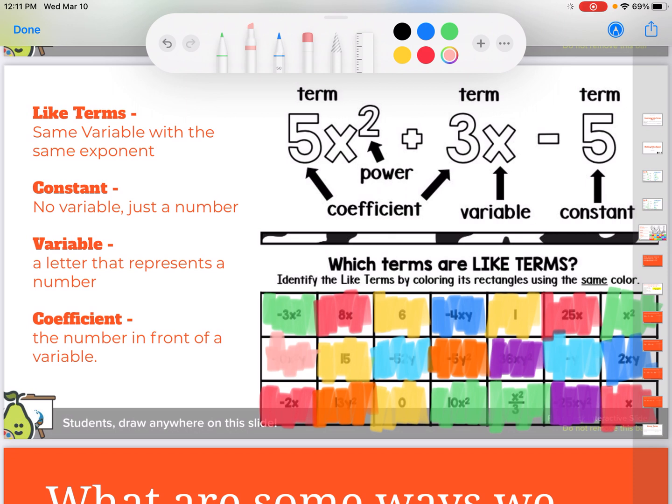All right, so a constant means there's no variable, there's just a number. A variable is a letter that represents a number, and a coefficient is the number in front of the variable. So the coefficient is not the same as the constant. Coefficient is that number in front of a variable, whereas a constant is just the number itself.